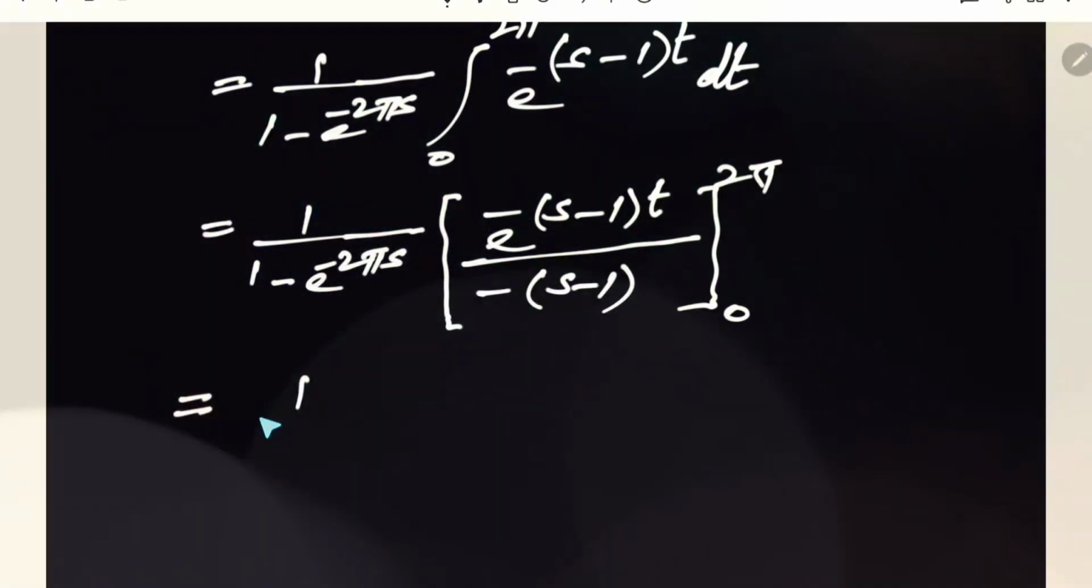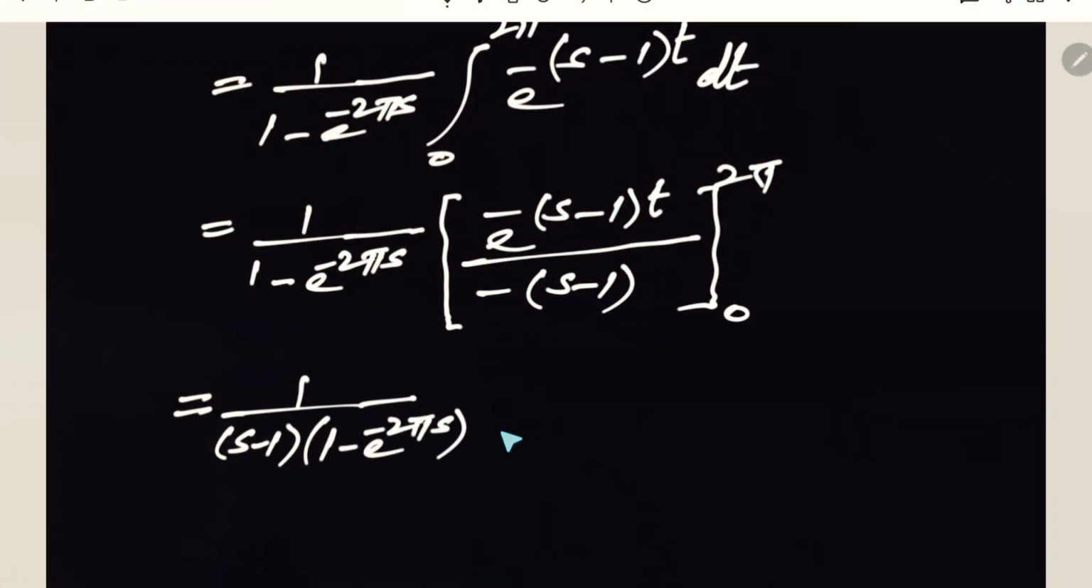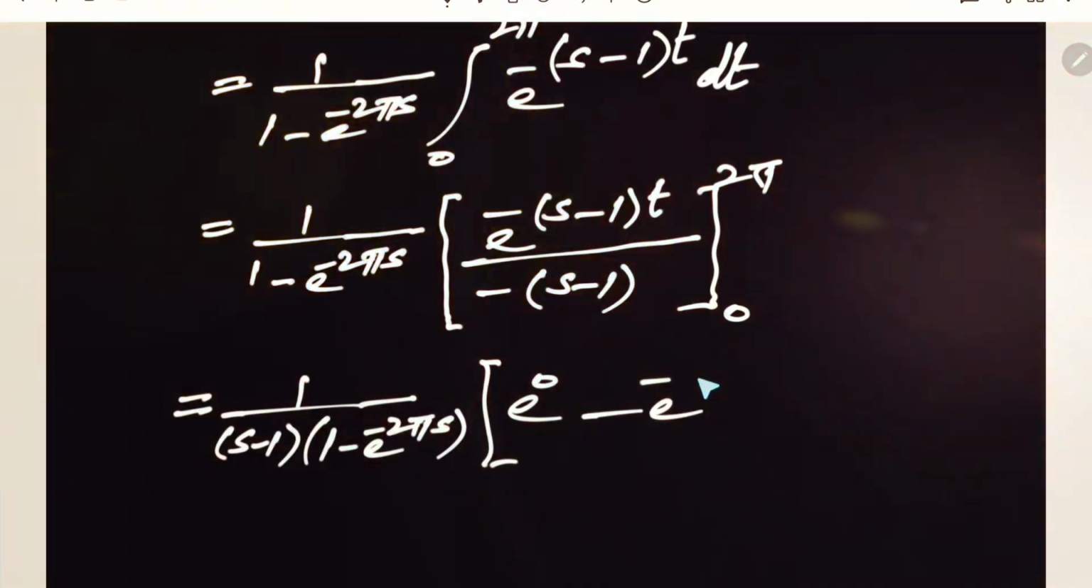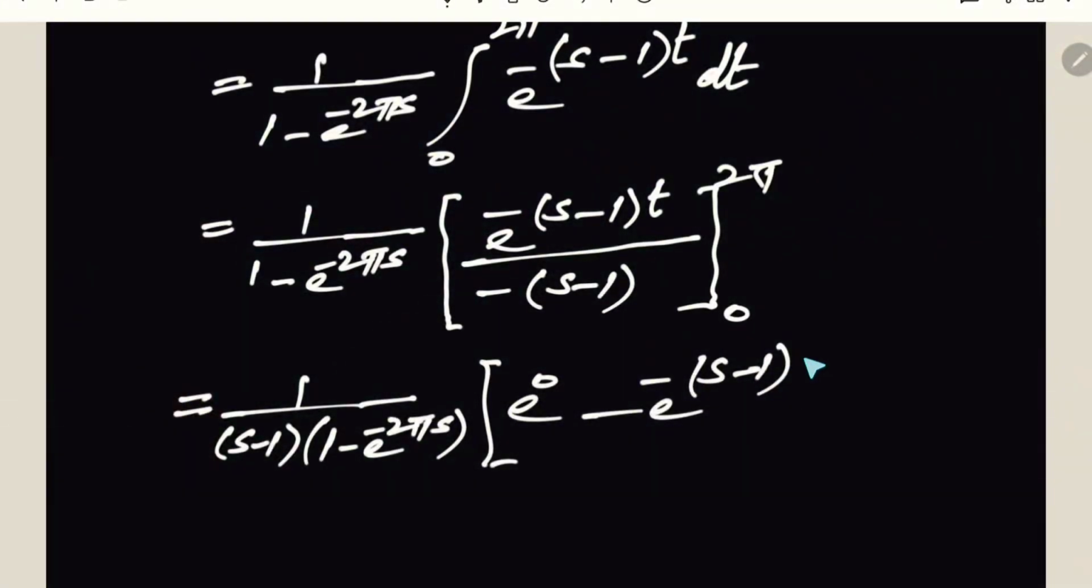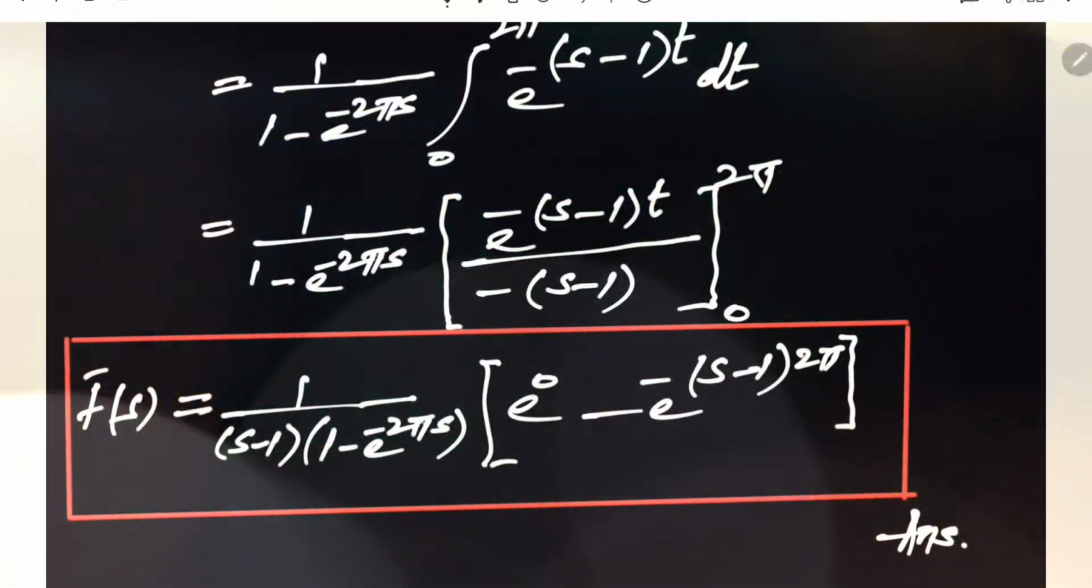Substituting the upper and lower limits and changing the signs to cancel the minus sign, we take 1 upon s minus 1 outside the bracket. Substituting the limits, for the lower limit 0, e raised to 0 we get 1, and minus e raised to minus s minus 1 times 2 pi. In the next step, you can substitute the value of e raised to 0 as 1, and this is the required Laplace transform of that periodic function.